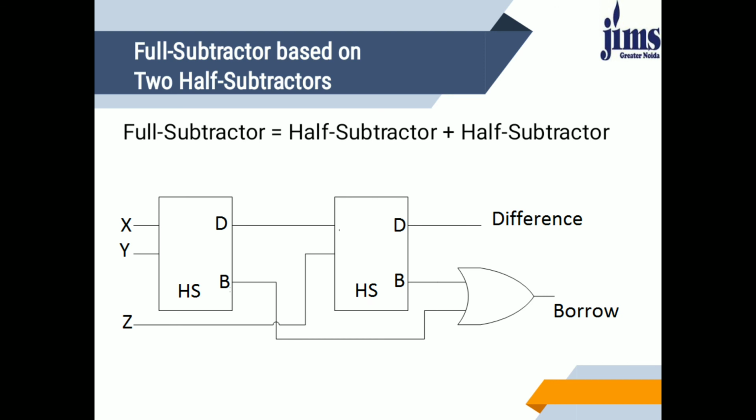So you can understand that the difference of the first is used as a reference from which the third input is subtracted. Accordingly, the borrow will be generated, and both the borrows are ORed using an OR gate, and that is your final borrow. In this way we can subtract numbers within the limit of 3 inputs.